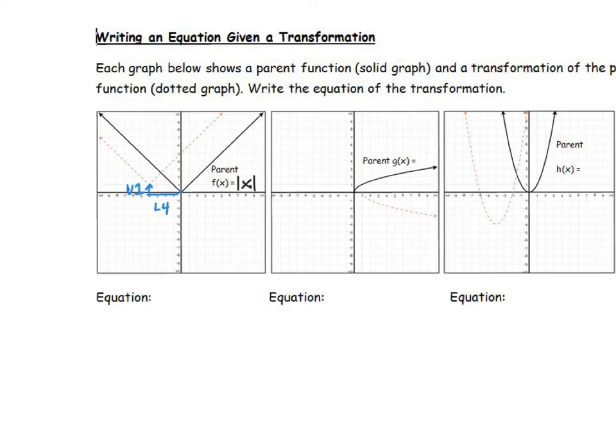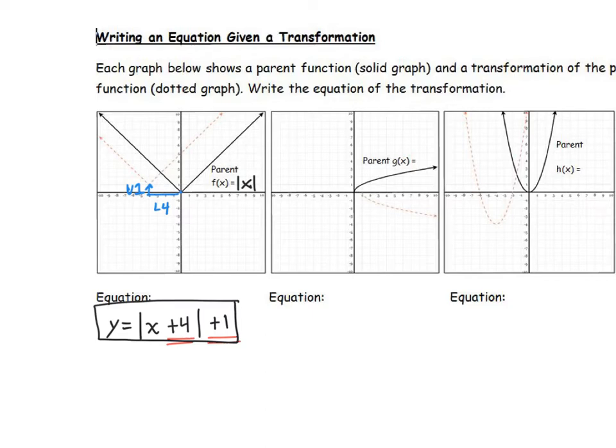So I know my equation is going to start like this with the absolute value of x. And I'm going to leave a little bit of space here because I know I have a transformation inside my function. So I'm going to write something here and here. So inside my function should be my left or right shift. Left, even though it means negative on the x-axis, I use the opposite symbol. So that would be plus 4. And up 1 just means at the end of my equation, I write plus 1. And that's my final answer. y equals the absolute value of x plus 4, plus 1.